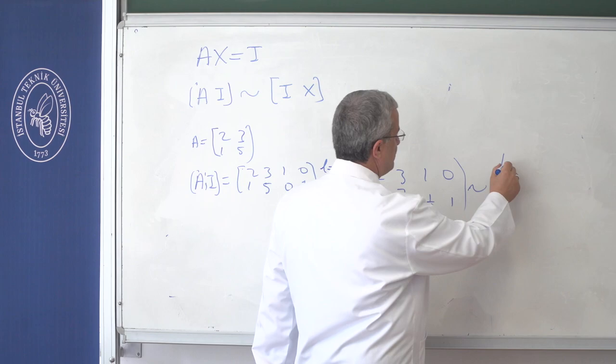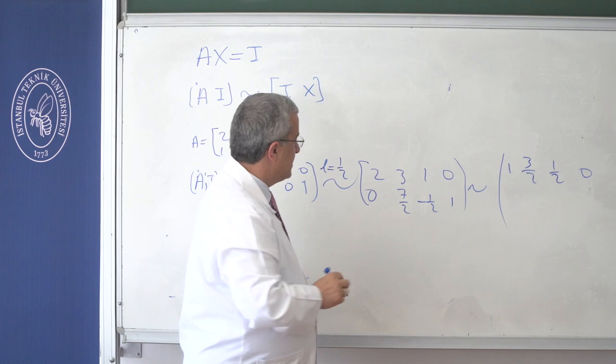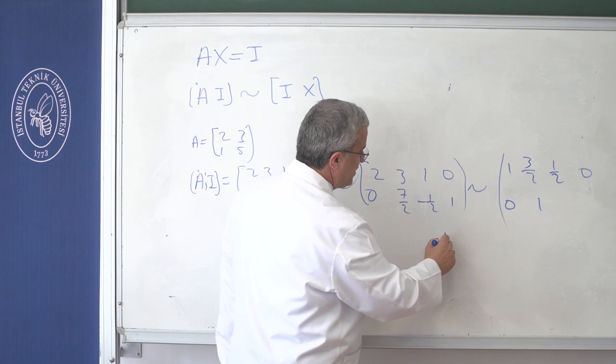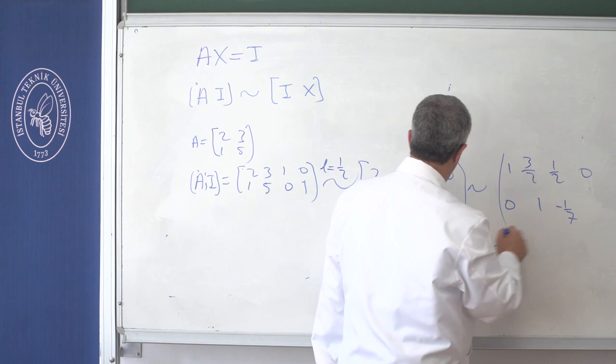This becomes 1, then 3 over 2, right? This is 1 over 2, and this is 0. And this 0, 1, and this is what? Minus 1 half over 7 over 2, that means minus 1 half times 2 over 7. So this is minus 1 over 7, and this is 2 over 7.